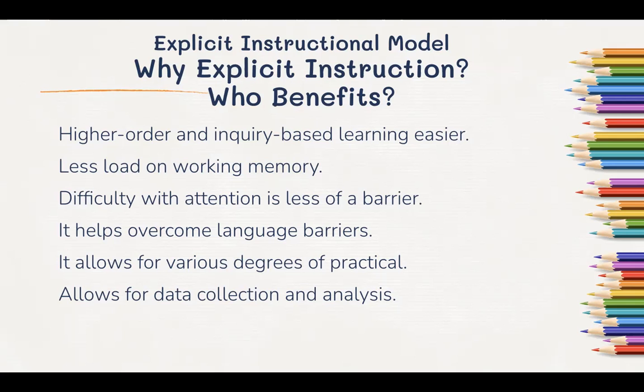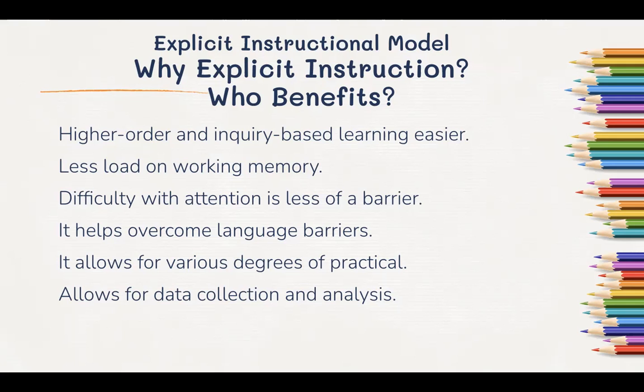Also, there's less load on working memory for many students. Students who learn and think differently often have trouble with working memory. For example, they may struggle to make sense of a long series of directions. Explicit instruction breaks down learning into smaller parts, lightening the cognitive load. That frees up the student's working memory, which is important because learning new skills requires a lot of working memory. It also supports students who have difficulty with attention, helping attention to be less of a barrier to their learning.